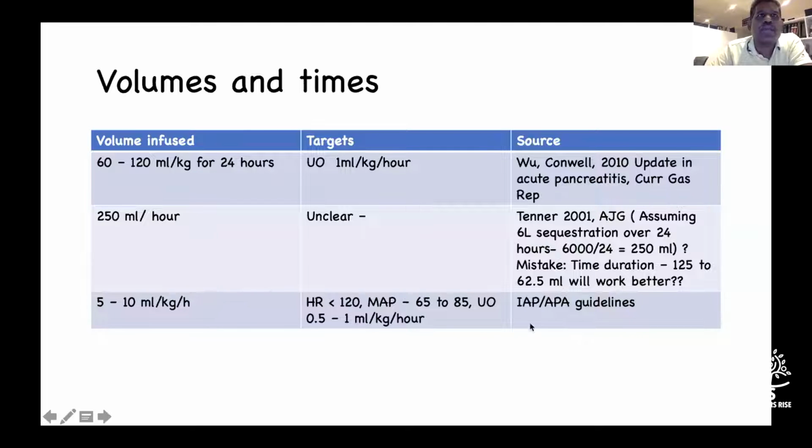The IAP or APA guidelines mention 5 to 10 ml per kg per hour in the first 48 hours. And the targets are a heart rate of less than 120, a MAP of 65 to 85, and a urine output between 0.5 to 1 ml per kg per hour.